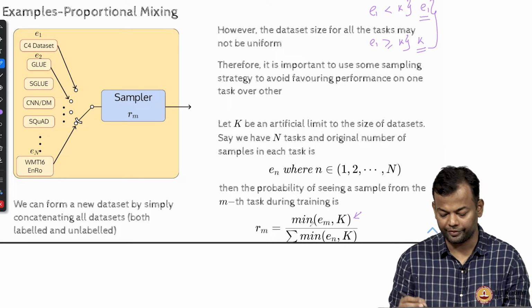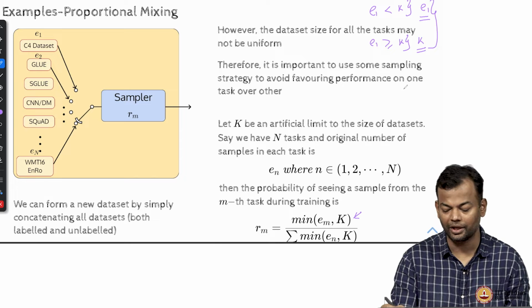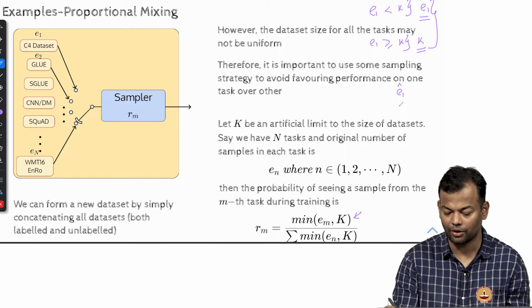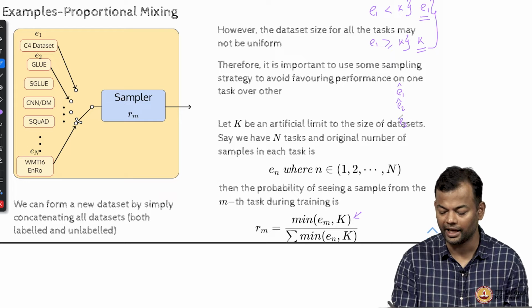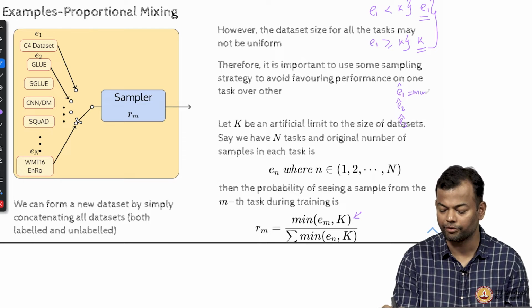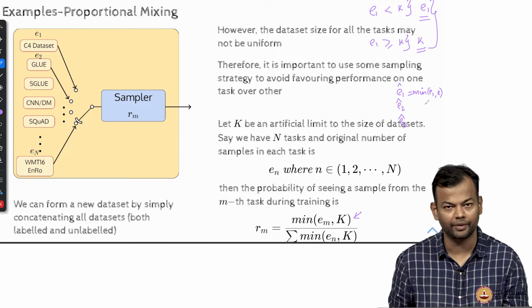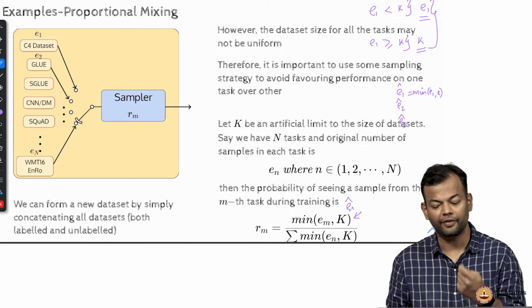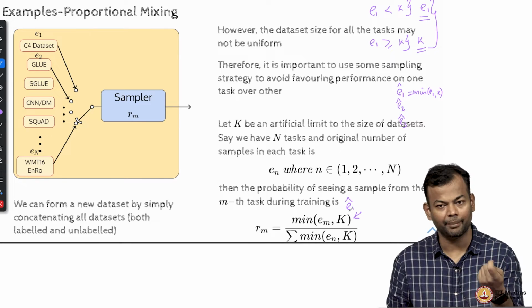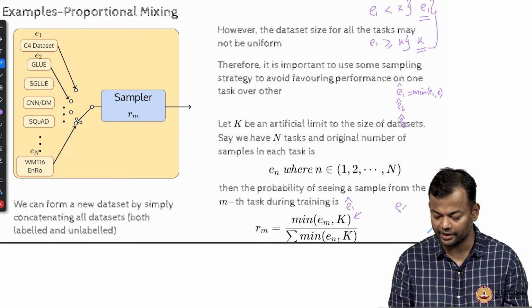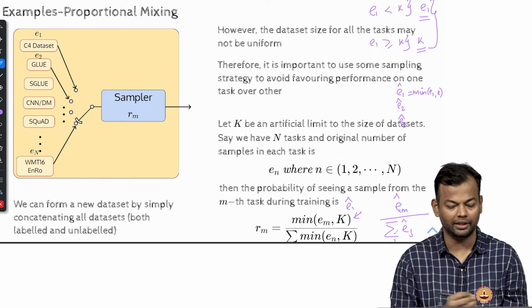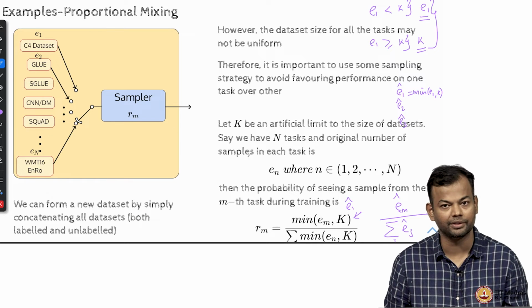So that's why this formula. Based on this formula, you can write down the number of samples that you would see for each of these tasks, right? I'll call this E1 hat, E2 hat, E3 hat, where this is just the min of E1 comma k, right? So E1 hat is what the numerator is, right? So the probability of seeing a sample from the mth task is just going to be Em hat divided by the sum over all the samples for all the tasks, right? That's what this formula is saying, basic simple probability.